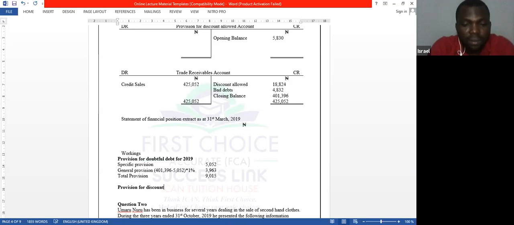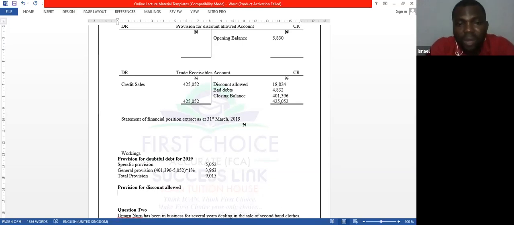Like I explained earlier, the reason why we have discount allowed is because at the end of the year, we know that there are some people that will still take advantage of the discount and pay earlier before it lapses. Then what you need to do is net trade. We have net trade receivables account.